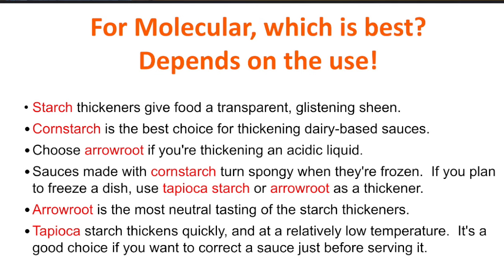So, which thickener should we be using? There are a lot of molecular thickeners. I think of all the thickeners we're going to discuss today, the most are molecular. Starch thickeners are great. They give food a transparent, glistening sheen. Cornstarch is the best choice for thickening dairy-based sauces. It should never be used in any sort of frozen application.